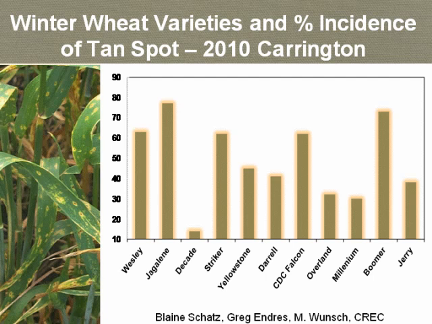This is from 2010, where they looked at susceptibility of winter wheat varieties to tan spot. We had a variation in susceptibility, and you can see some varieties have a little more susceptibility, such as Boomer.